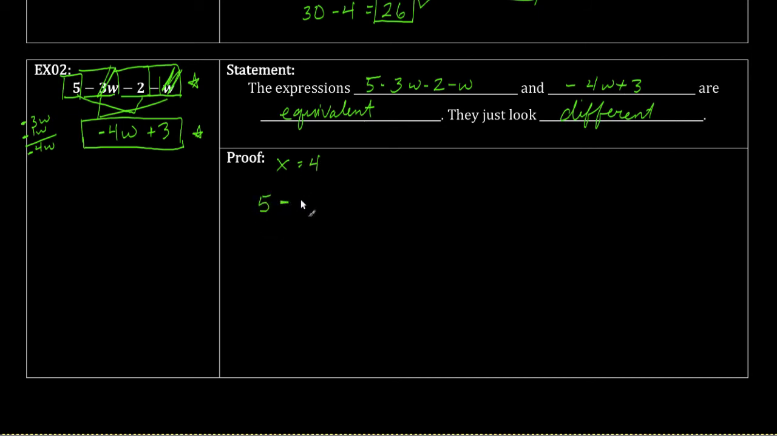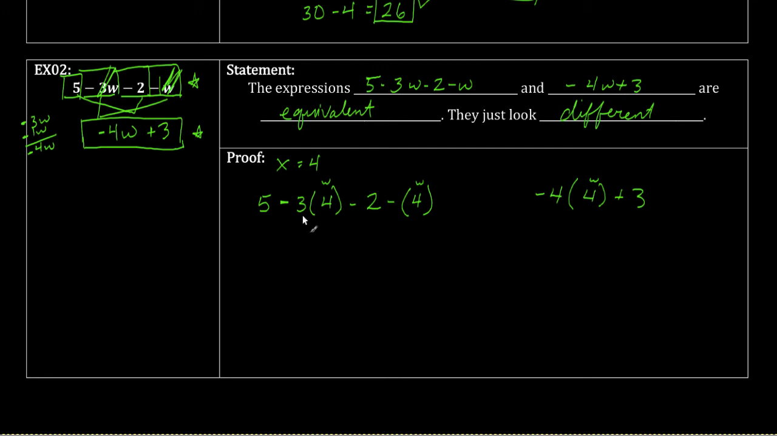So instead of writing w, I'm going to write 5 minus 3 times 4 minus 2 minus 4. For now, it's safe, and I want you to substitute in, to put parentheses around the 4, just so I can see where you're substituting. Okay? That should be equivalent to negative 4 times 4 plus 3. Remember, we just substituted in 4 for the w's. This was w, this was w, this was w.